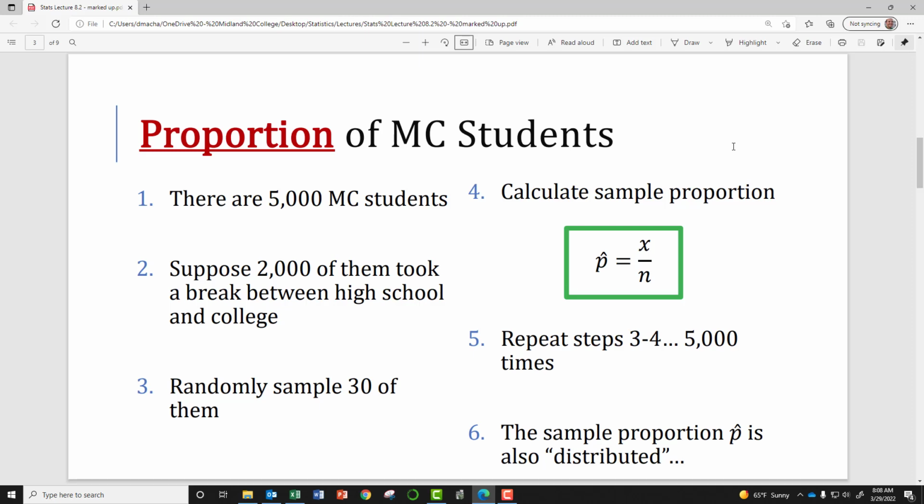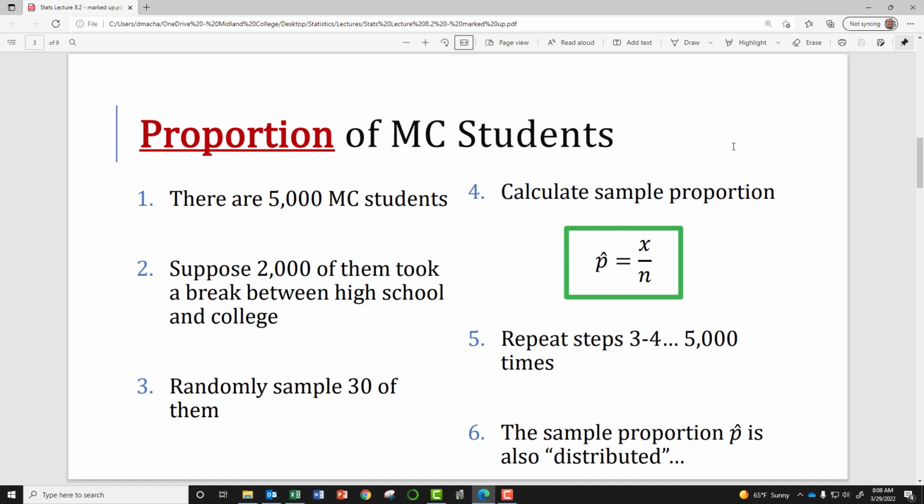So if we repeat this a whole bunch of times, we'll have maybe most of our sample proportions pretty close to 2/5 because that's the population proportion. And then we might have some sample proportions that are like 0, because it is possible, in this case, to randomly choose 30 students that just happen to all go directly from high school to college. And you might have some sample proportions that are actually 1, because it would be possible to randomly sample 30 students who all took a break between high school and college.